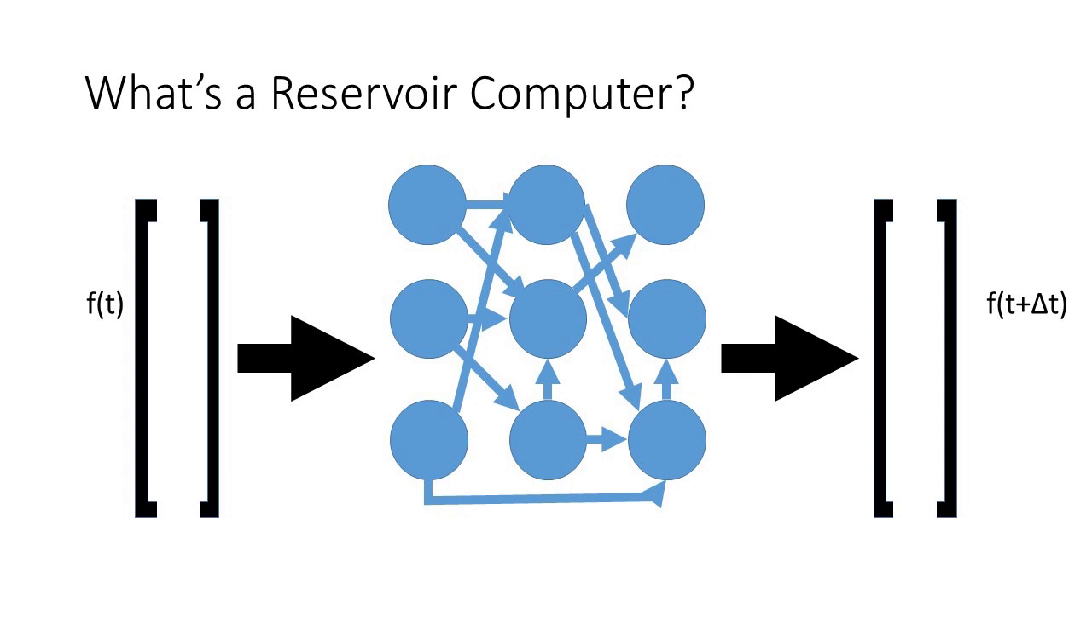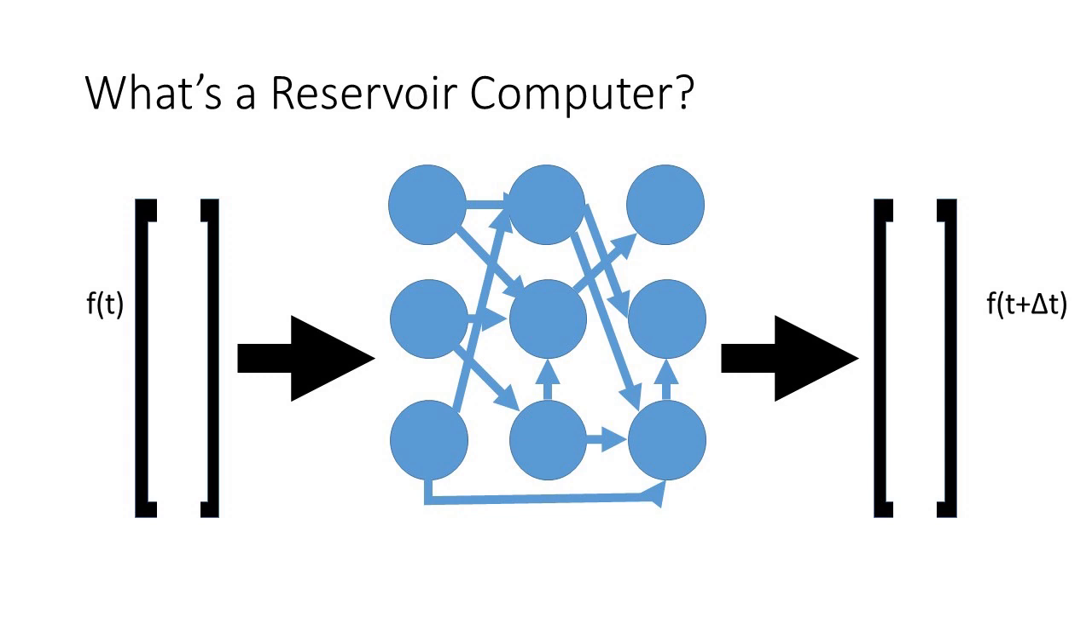We take some input data on the left, f of t, we apply it to the reservoir, and as it's fed through it, we read it. That produces some output, f of t plus delta t. So we're looking at this output to see if it matches the next data point in our f of t. And this reservoir is interesting because it seems to perform better with dynamic systems, so things like the weather, or speech recognition, or financial forecasting.